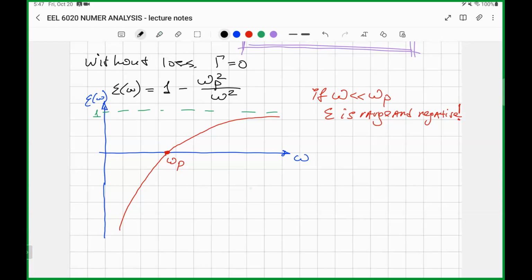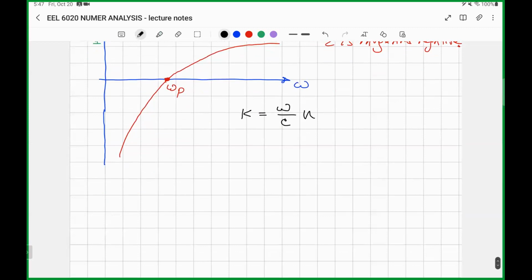But still, if I consider the wave number, which is omega over c n, by definition, right? Or omega over c square root of epsilon. If epsilon is negative, right? So if epsilon is negative, I can write it like square root of modulus epsilon times minus 1, and this is equal to imaginary unit times square root of modulus epsilon.